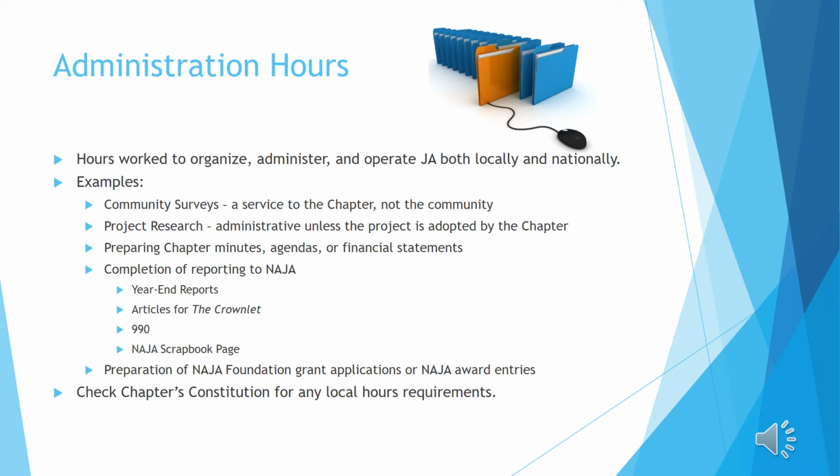Administration or administrative hours are those that are worked to organize, administer, and operate Junior Auxiliary at both the local and national levels. Time spent to make the chapter run would be recorded in this category. Let's look at a few examples. When your chapter does community surveys to assess the needs in the community to determine what projects to keep and for new project ideas, this would be a service to the chapter and would be recorded in this category. Time spent researching a new project would also be reported as administration unless the project is adopted by the chapter. In that case, the time spent in preparation for the project would then be reported as service.